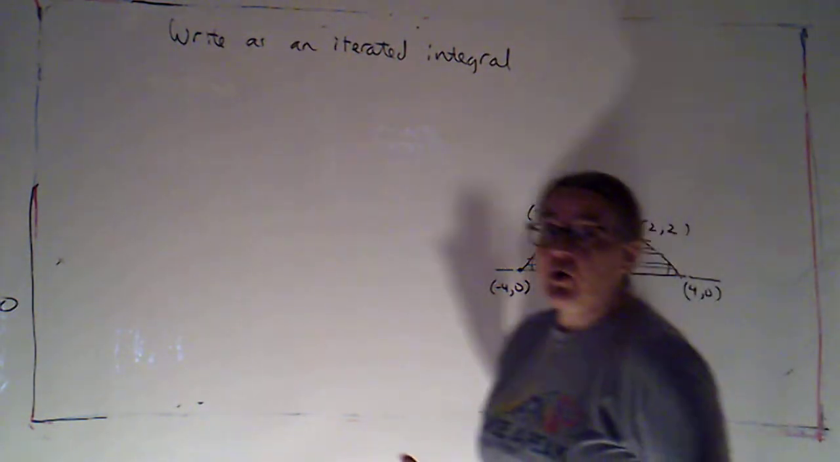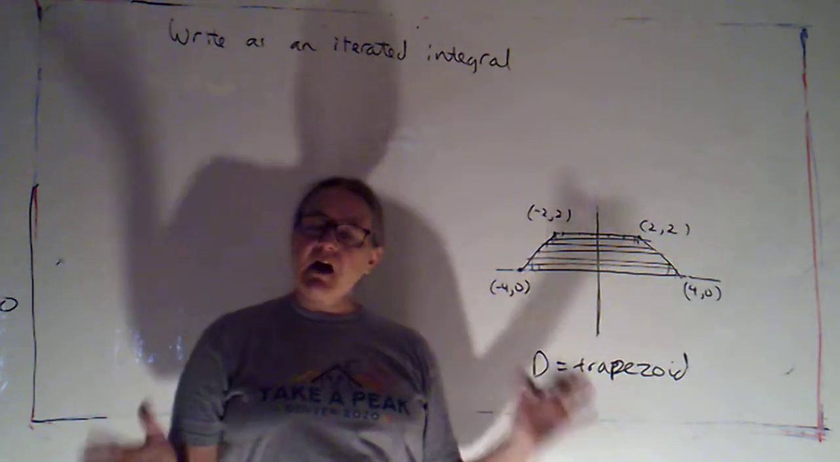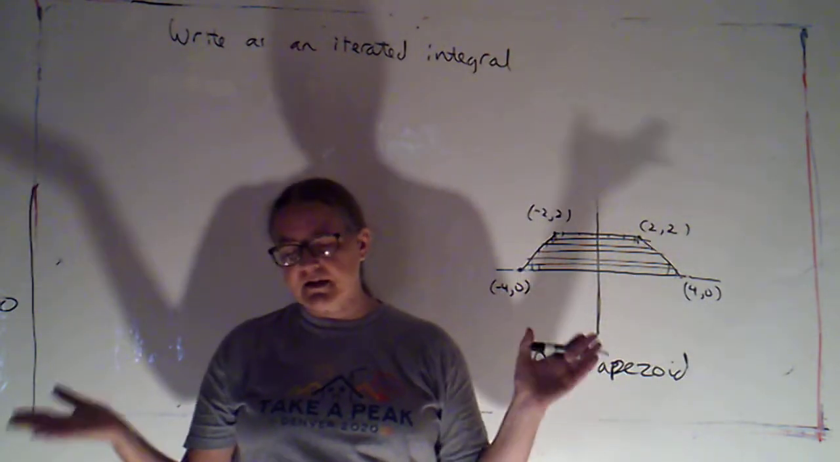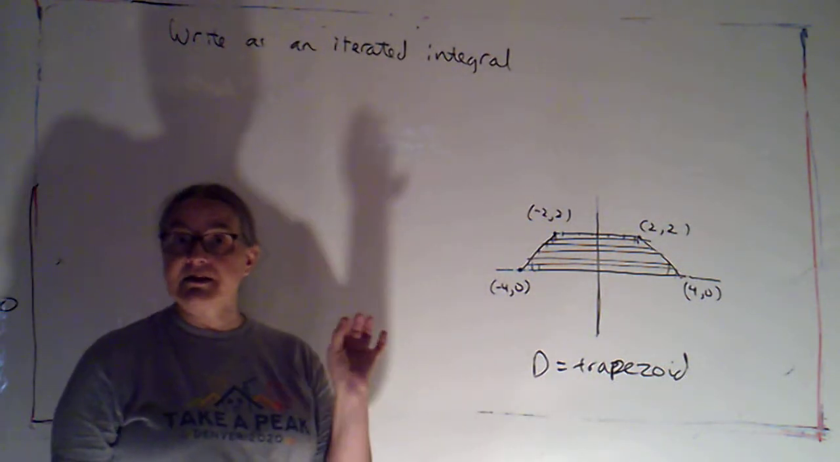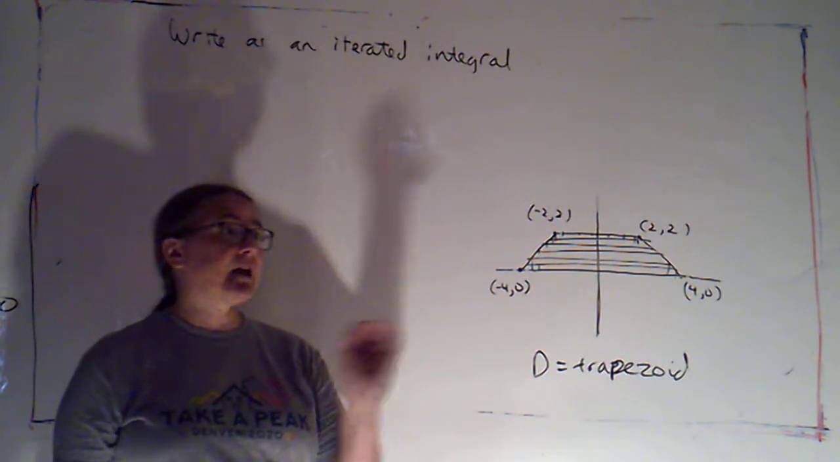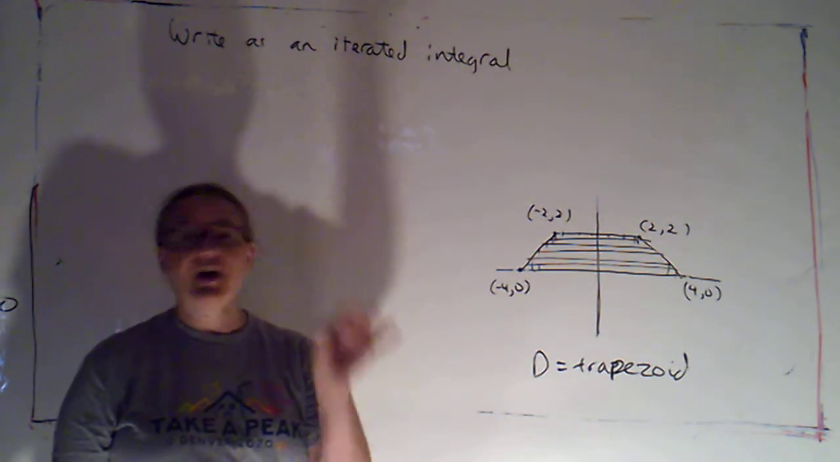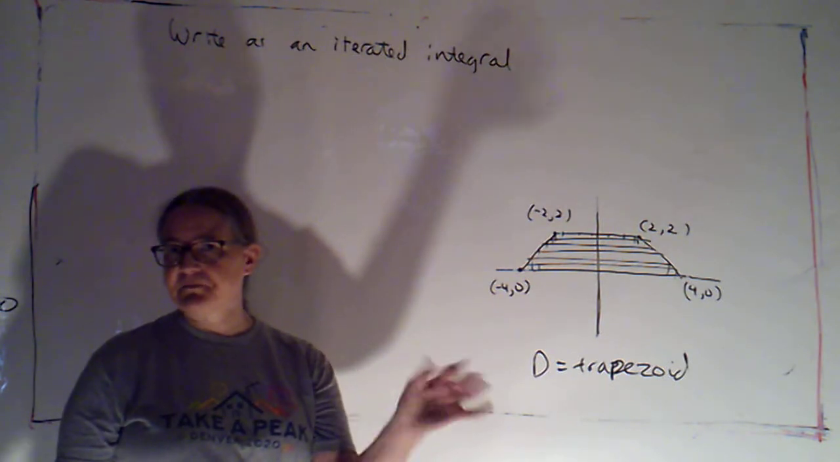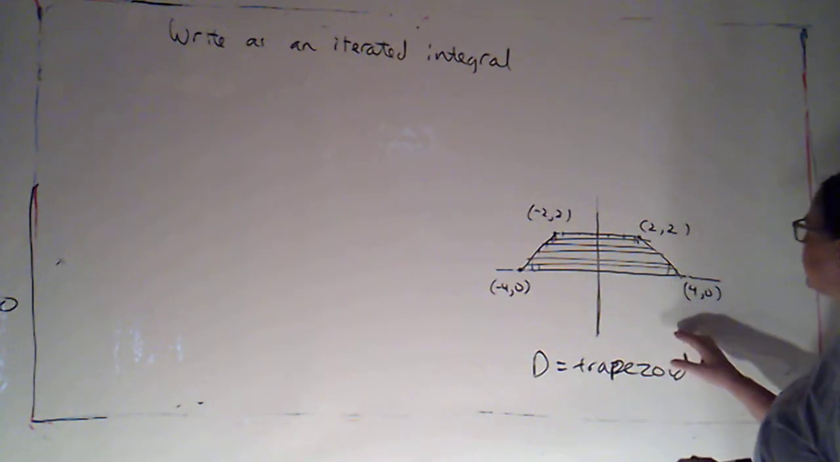Now, as you're doing the homework, you might be asked, write this as type 1 or write this as type 2. Again, I'm not concerned with that vocabulary, although I don't think it's too difficult. But what I would do if I wanted you to set things up a particular way is I would say set this up as an iterated integral, integrating with respect to x first, or integrating with respect to y first.